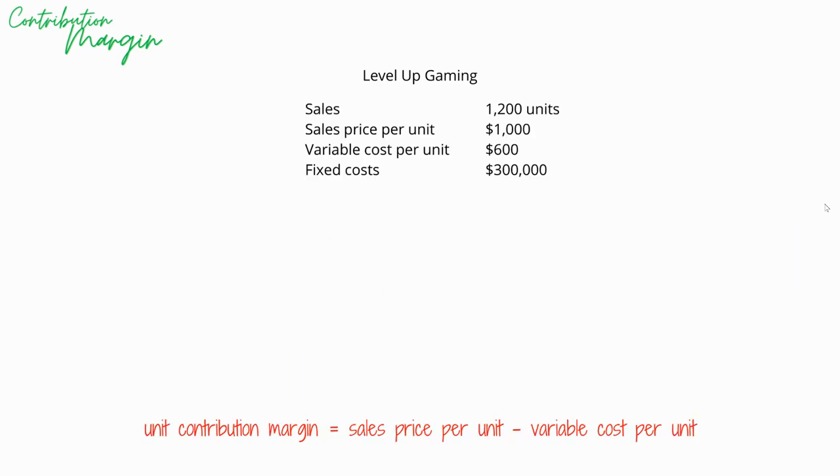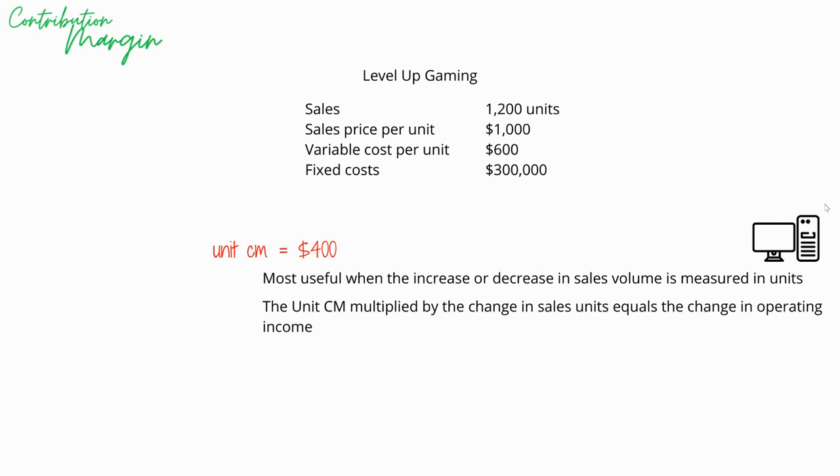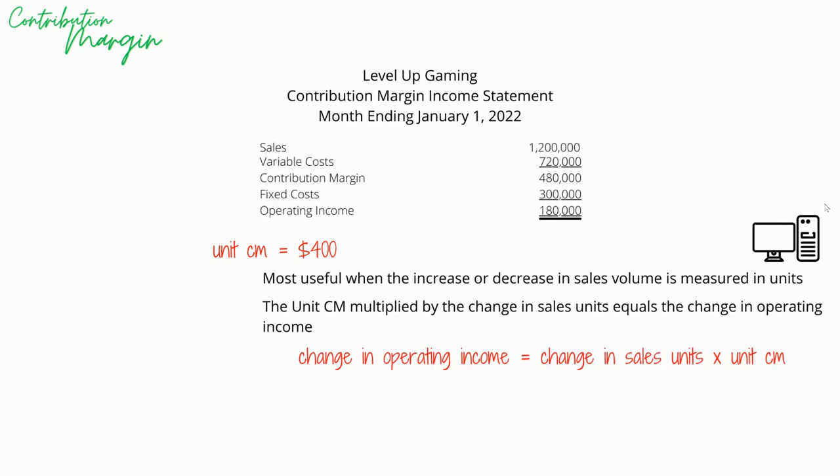Next, we can look at the unit contribution margin. This is the sales price per unit minus the variable cost per unit. In this case, the unit contribution margin will be $1,000 minus $600, or $400. The unit contribution margin is most useful when the increase or decrease in sales volume is measured in units. The unit CM multiplied by the change in sales units equals the change in operating income.